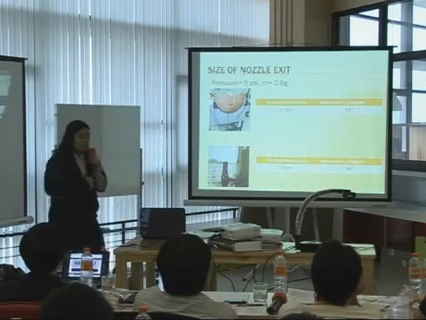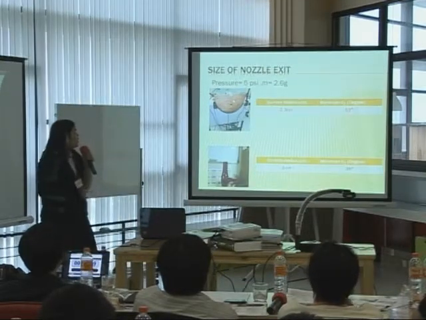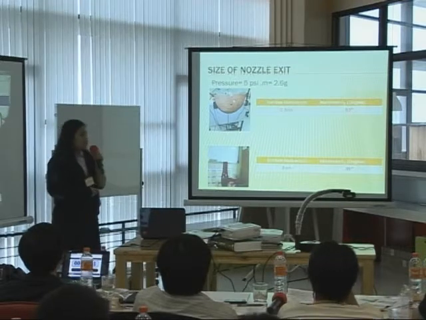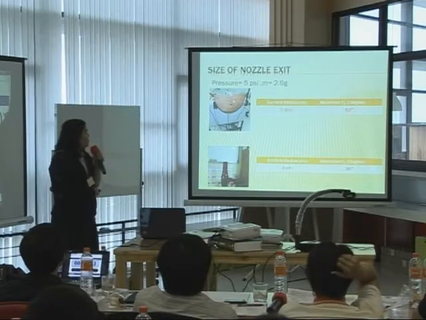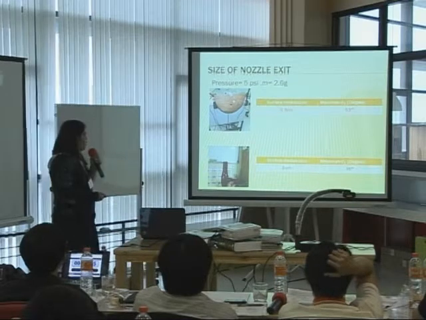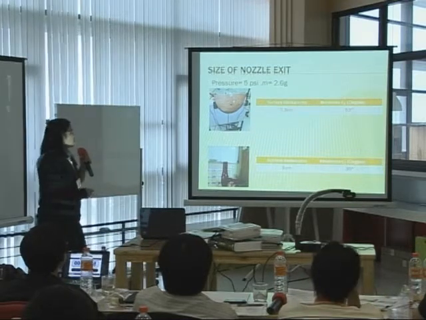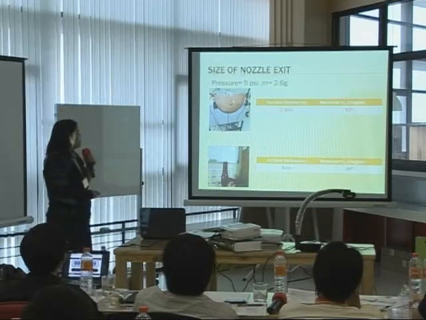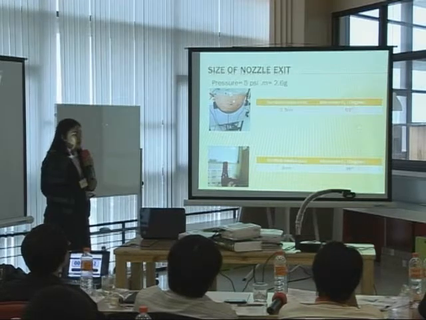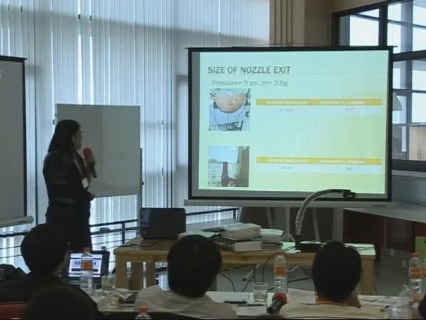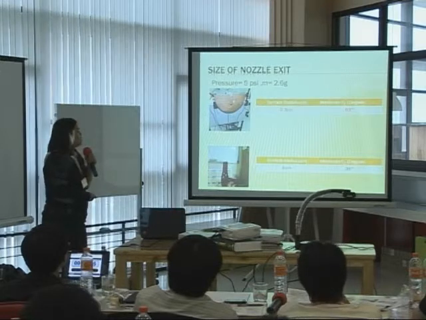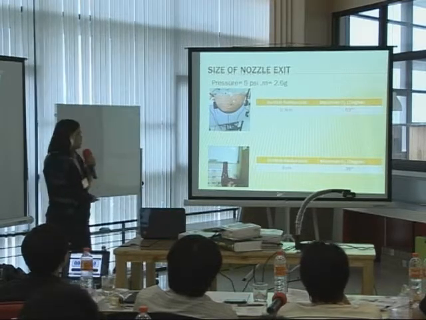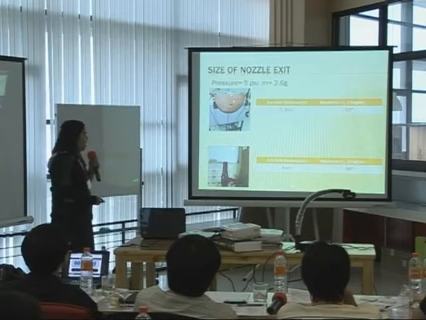So let's start with the first one, which is the size of the nozzle axis. If I set the pressure at 5 psi and the mass at 2.6 grams, the first one has a surface radius of 0.3 centimeters and the maximum angle is 35 degrees. But this one is a bigger one, where the radius is 3 centimeters and the maximum angle is 35 degrees.